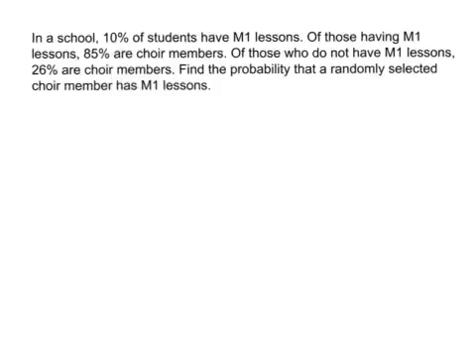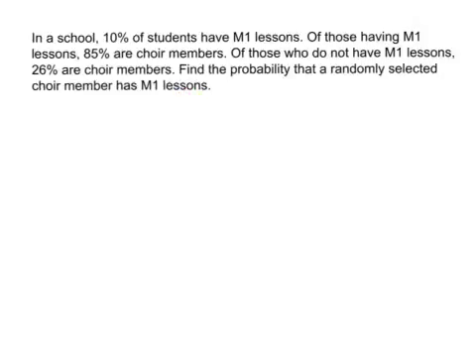So here's a problem that deals with conditional probability and also the Bayes theorem. Okay, so take a look. In a school, 10% of students have M1 lessons. Of those having M1 lessons, 85% are choir members. Of those who do not have M1 lessons, 26% are choir members. Now find the probability that a randomly selected choir member has M1 lessons.